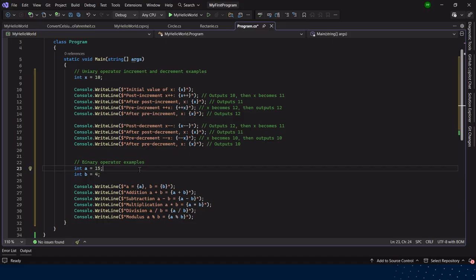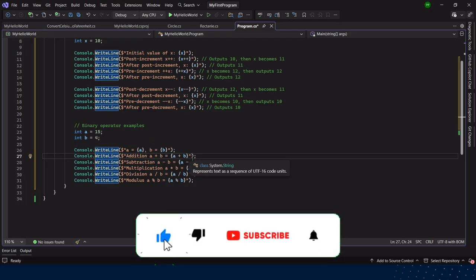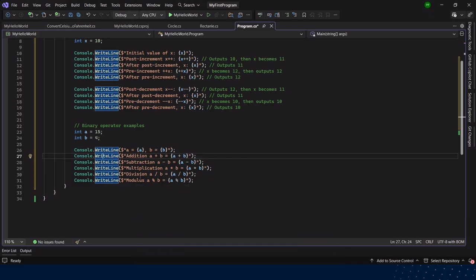In the same way we have binary operators. Binary operators are very easy, like a plus b, a minus b, a into b, a divided by b, and a percentile b. There is a difference between this division and modular division. These are used in division basically. This modular division gives the remainder, and this division slash gives the quotient.